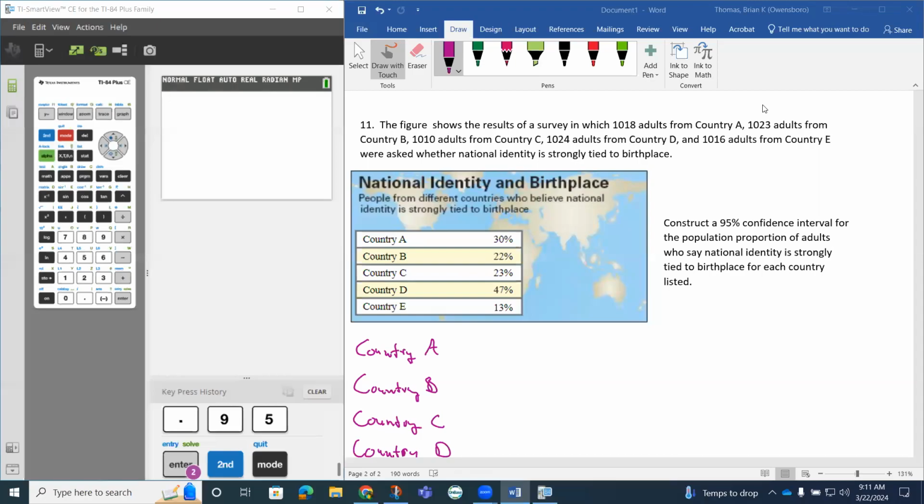So I'd like to do question 11 in your homework on confidence intervals for the population proportion. This again is section 6.3. The figure shows the results of a survey in which 1,018 adults from country A, 1,023 adults from country B, 1,010 adults from country C, 1,024 adults from country D, and 1,016 adults from country E were asked whether national identity is strongly tied to birthplace.